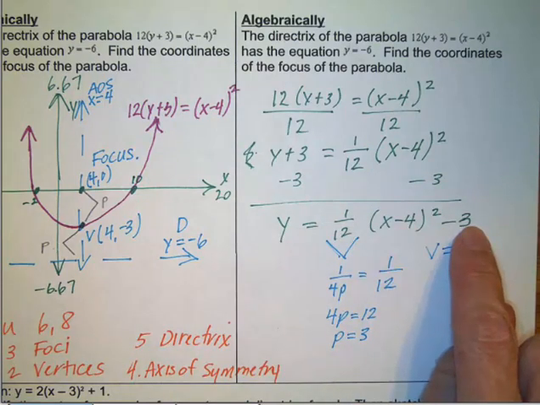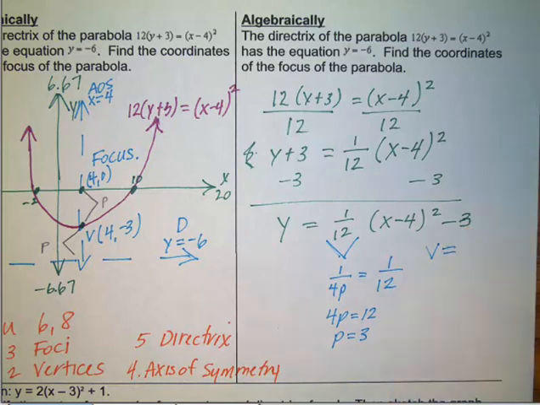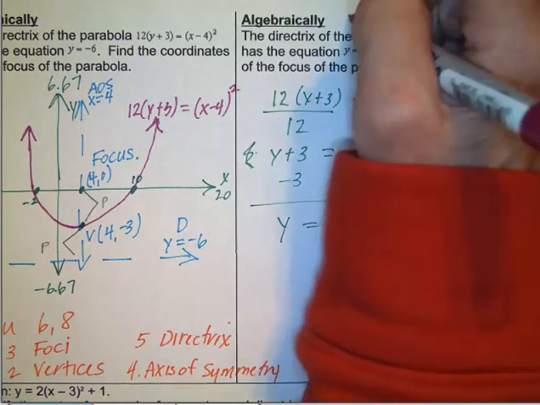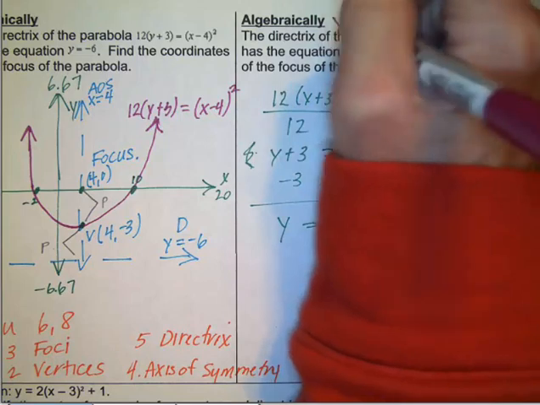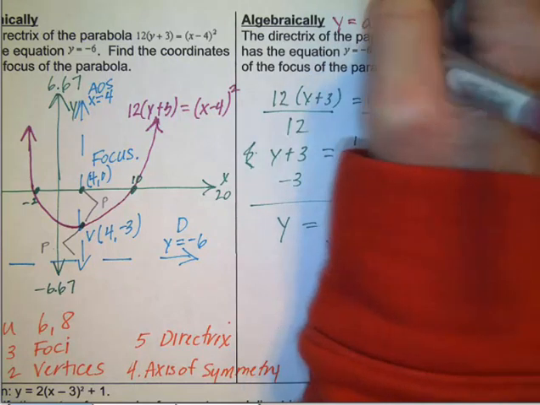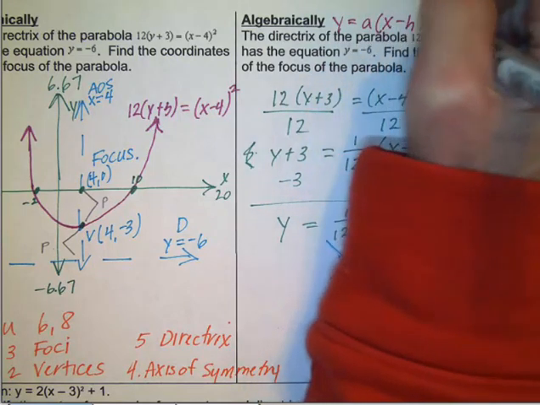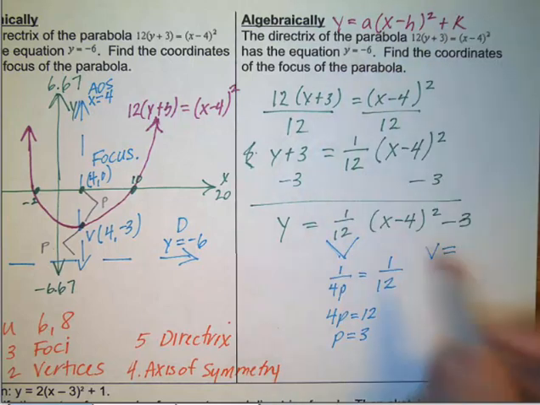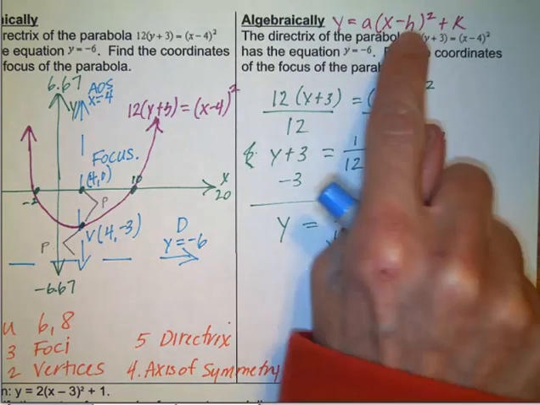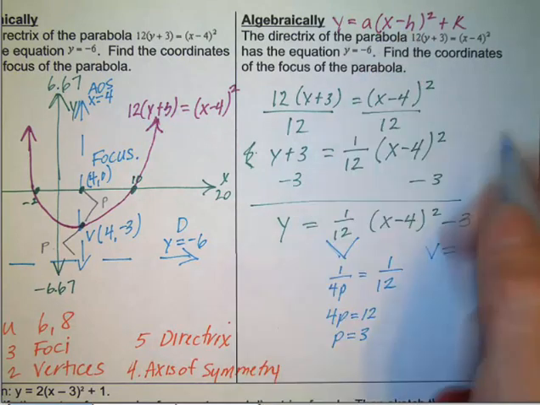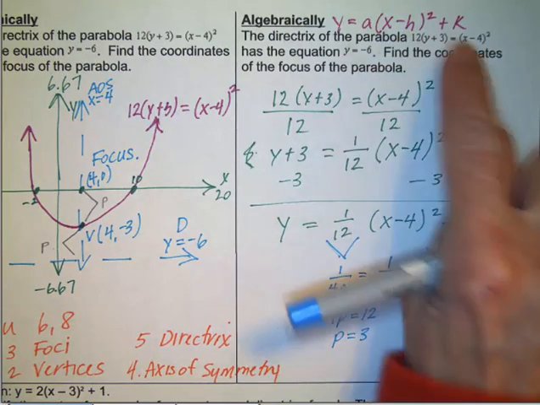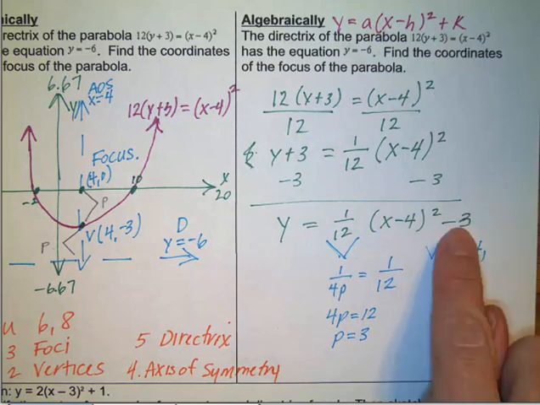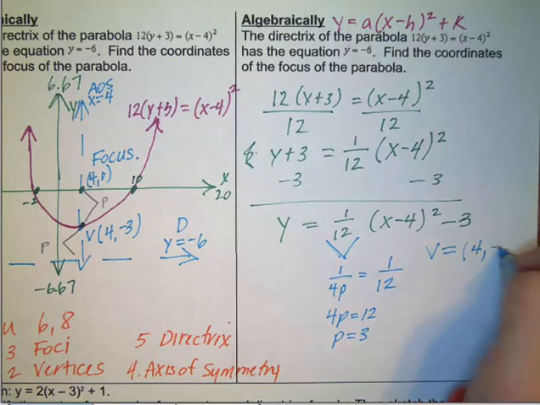Well, remember, your formula is, I'll write it at the top, y equals a times x minus h squared plus k. So in parentheses is opposite. So since I see minus 4 and the formula has minus h, h is 4. And your k is plus k, so plus what number is -3? Well, it's -3. So there's my vertex.